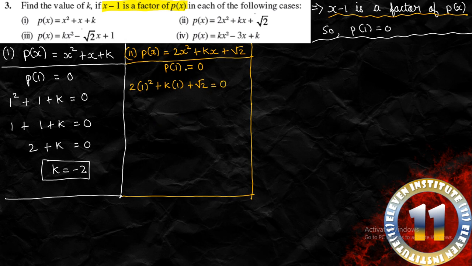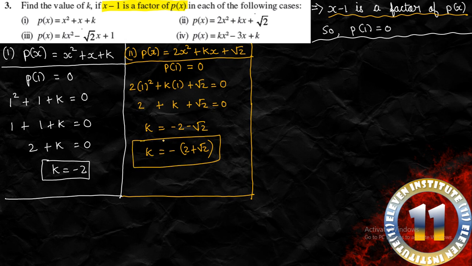So now you can see, wherever we have x we have written 1. Right, now 1 square is 1, 1 multiplied by 2 is 2. Anything into 1 is that number itself, so k into 1 will give us k, plus root 2 is equal to 0. Now this 2 and root 2 both will go to the other side, so we are left with k is equal to minus 2 minus root 2, and if we want to take minus common, this will appear as minus of 2 plus root 2. So this is our answer for k. Right, so same we have to do with the third one and the fourth one also. Let us solve that also.